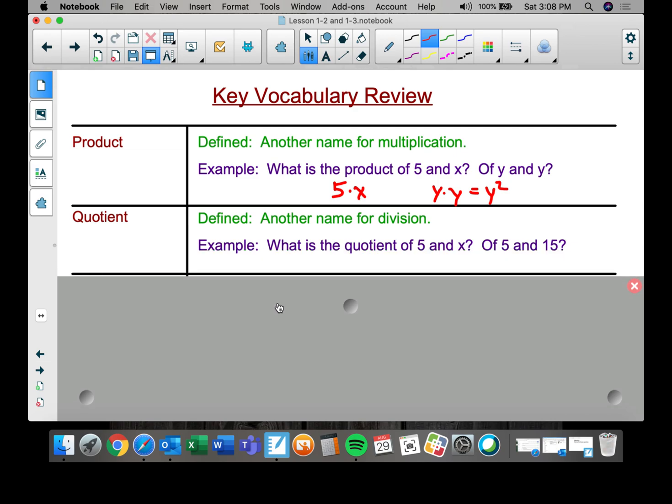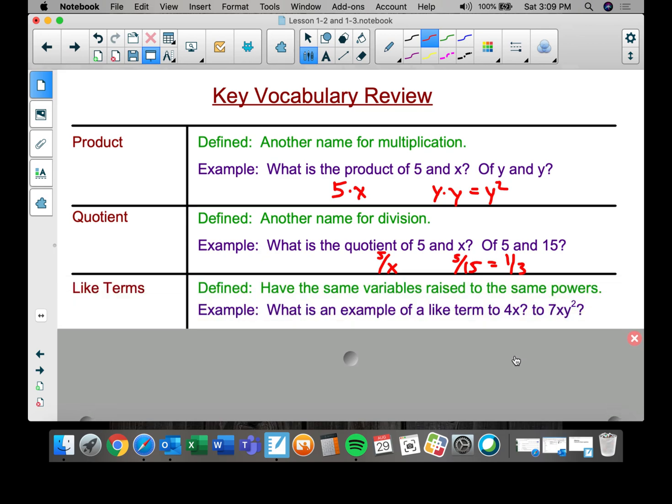Quotient is just another name for division. So for example, when they ask what's the quotient of 5 and x, that means 5 divided by x. Or what's the quotient of 5 and 15? That means 5 divided by 15, which we could reduce to 1/3. Okay? So that's your quotient.